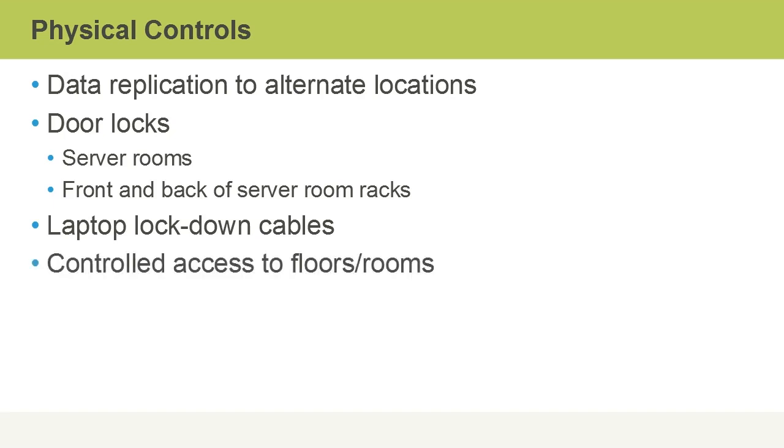There can also be controlled access to floors and rooms. We've probably all encountered this going into work after hours with a pass card that allows us access to only certain floors in a building or only certain rooms within a facility. In the case of power outages, there should also be backup generators so that we can still use our electronic security systems. In this video, we discussed physical controls.